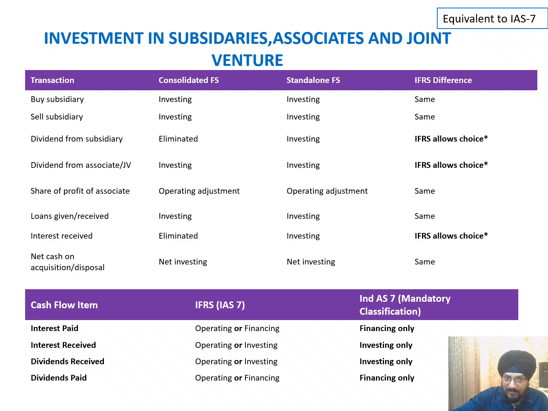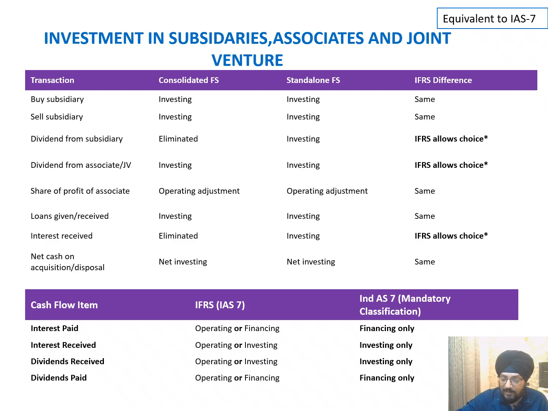Dividend from the associate is in investing activity. IFRS still shows that there's a choice. You can still show it as an operating activity, but IND AS 7 strictly says that it has to be investing only. Share of the profit in associate is normally an operating adjustment because it is just a book adjustment and it is not resulting in any cash inflow or outflow. Loans given or received, investing activity, same. Interest received is again eliminated in the CFS, but it is shown as investing activity. Again, IFRS allows the choice of showing it as investing activity or operating activity. Net cash on acquisition or disposal is net investing in the same.